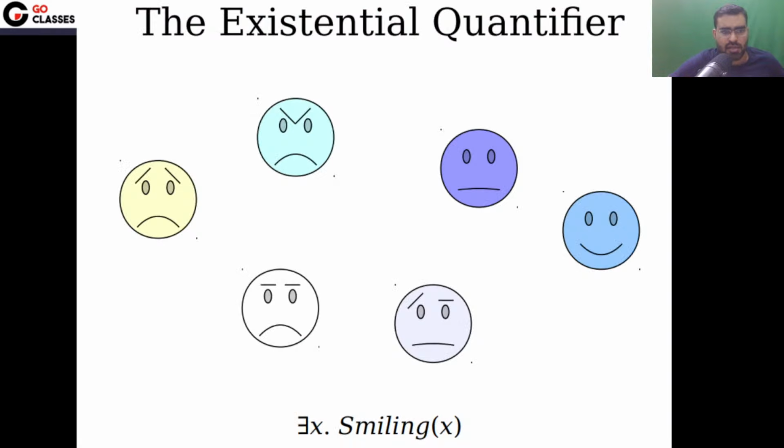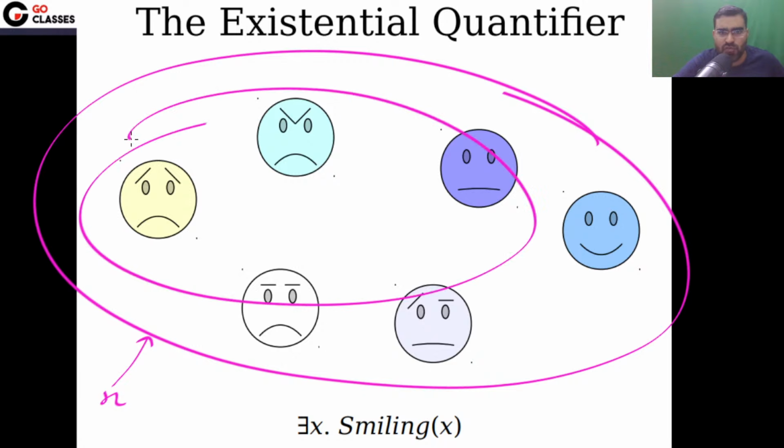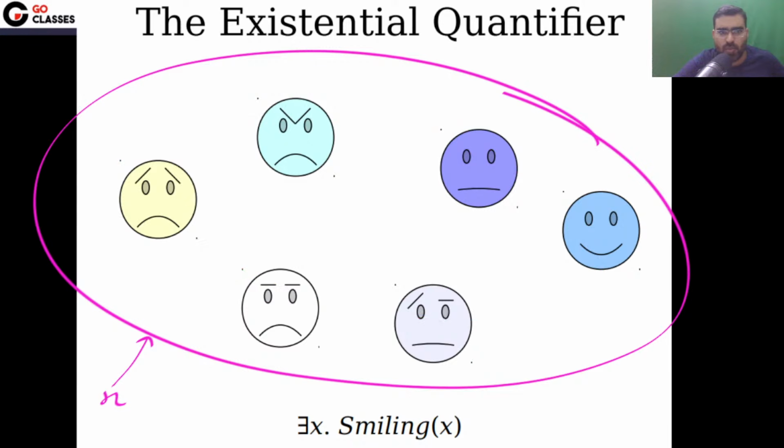Let's take an example. Consider this. Is this true or false? This is again an existential quantifier. This is saying that someone is smiling, at least one person is smiling. This is the domain of x. I am saying that there is at least one person who is smiling, and x can take any of these values. Now you tell me.